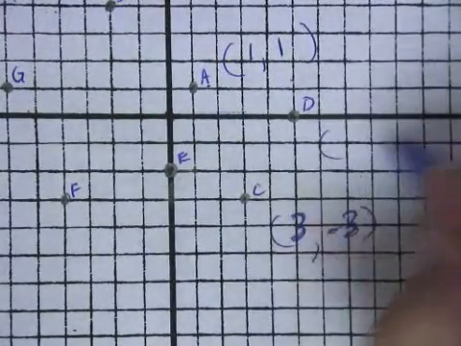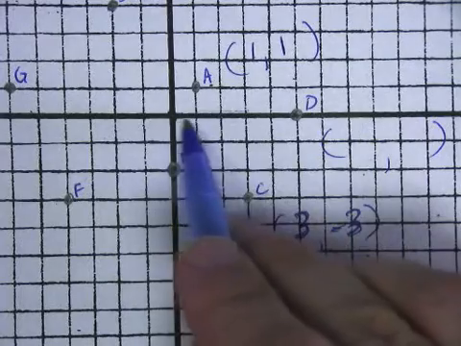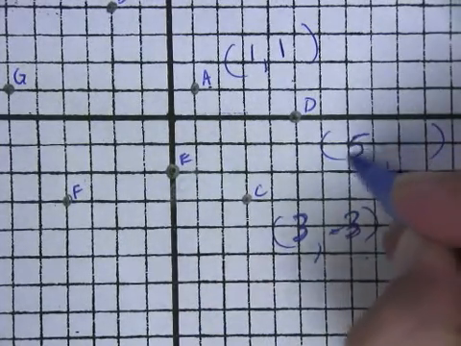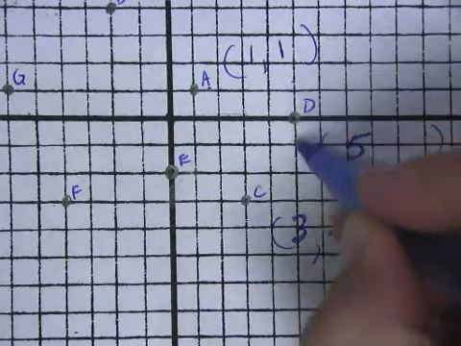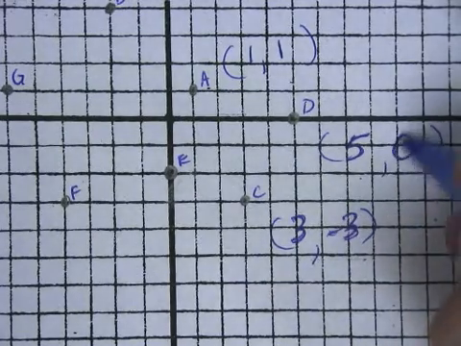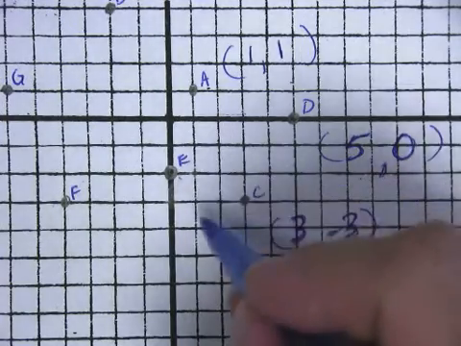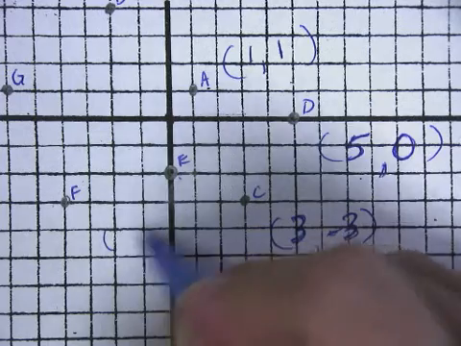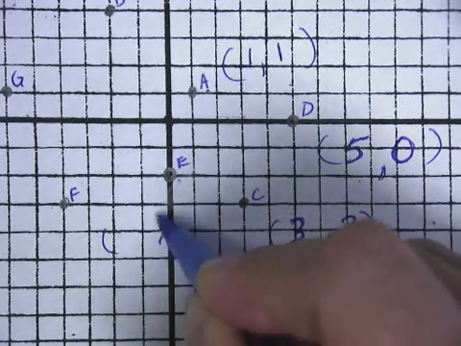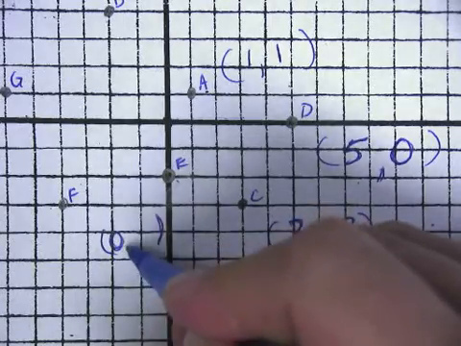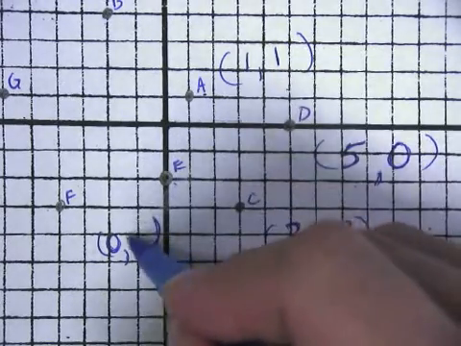Let's look for D. Here's D. For D, I'm going to go to the right 1, 2, 3, 4, 5. Go to the right 5. And then I'm not going to go up and down, so that'll be 0. So 5, comma 0. Here's E down here. Let's see if I can squeeze E's ordered pair right here. I'm not going to go sideways, so it'll be 0. But I will go down 2.